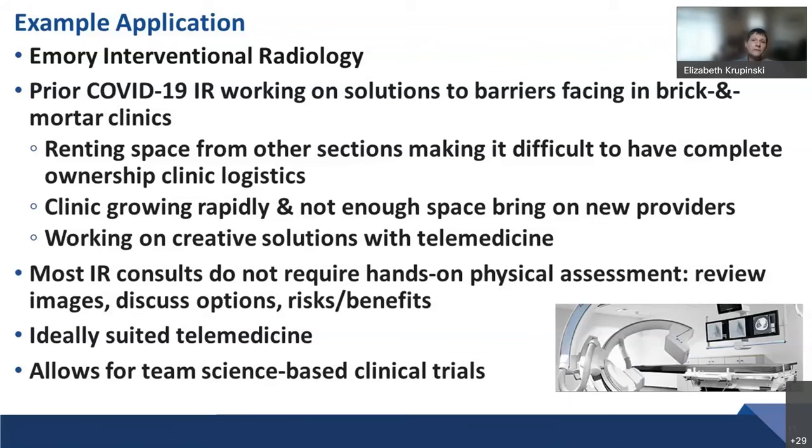Now, if you think about it, most interventional radiology consults, not the procedures themselves, the patient still has to come in to have their procedure done. But most of the consults in IR don't require hands-on physical assessment. Typically, the interventional radiologist will review the image, discuss options with the patients, risks, benefits, and so on. This is ideally suited to telemedicine, and it really allows for team science-based clinical trials.